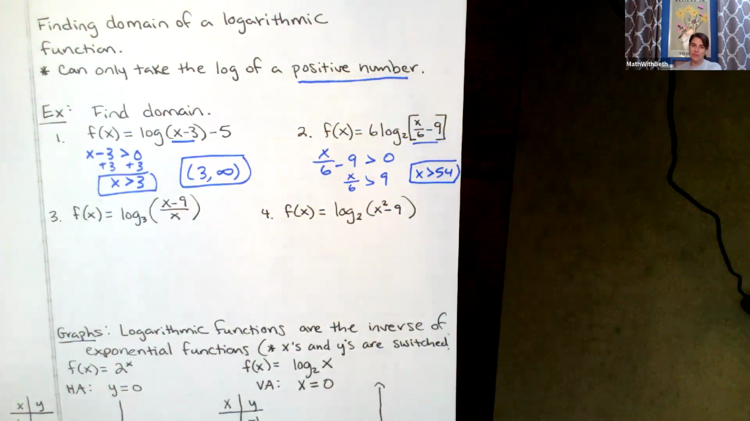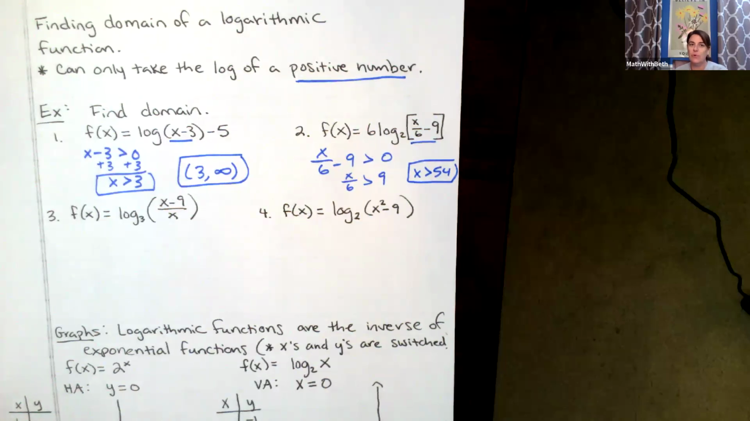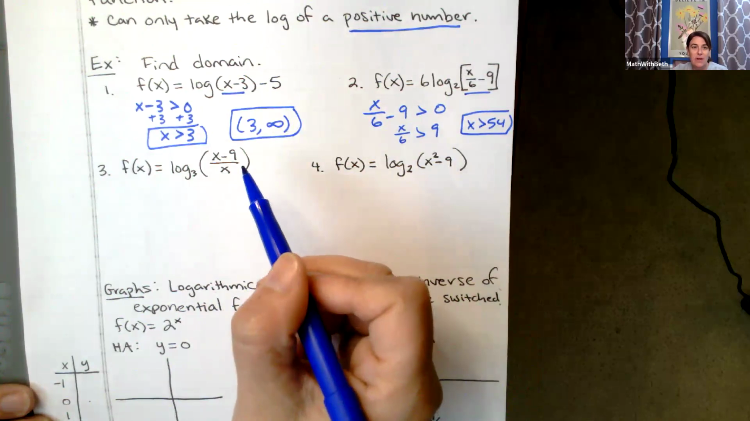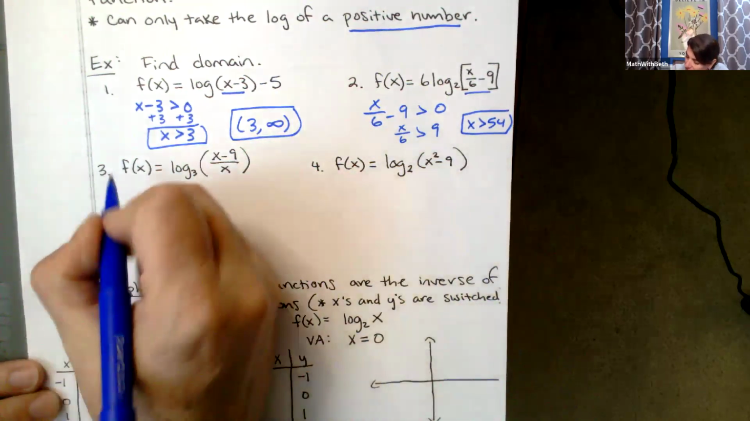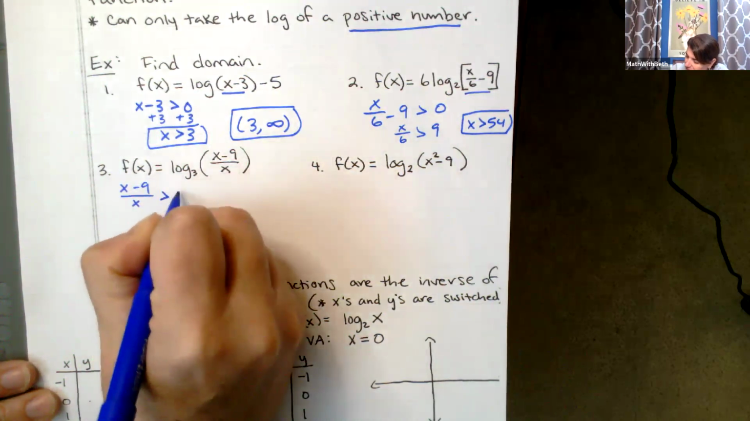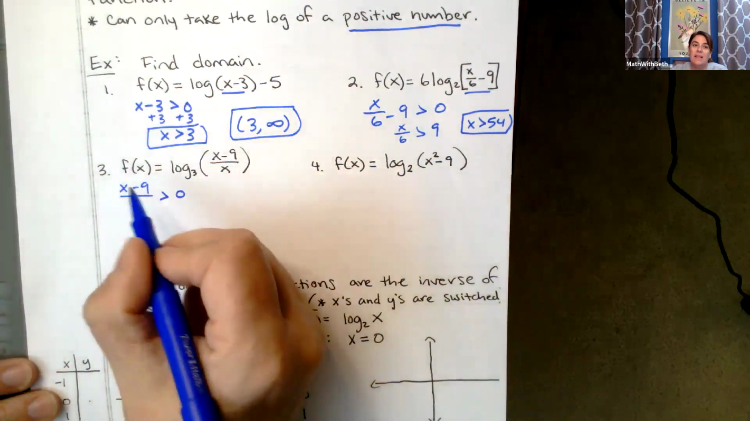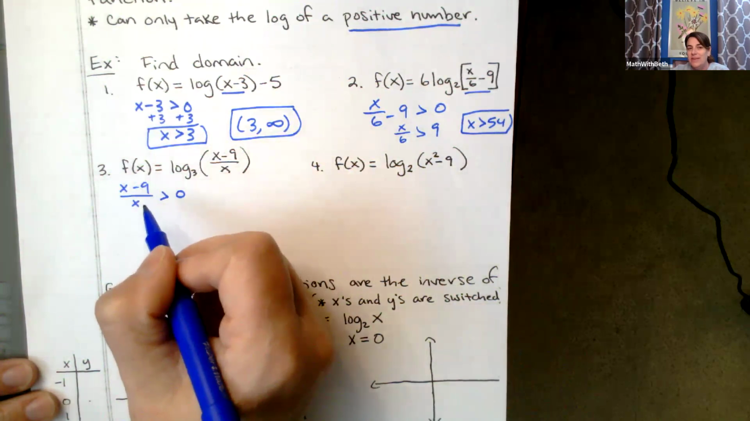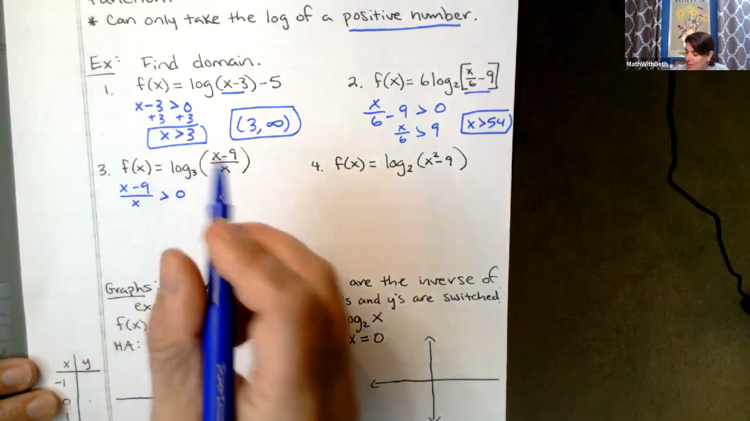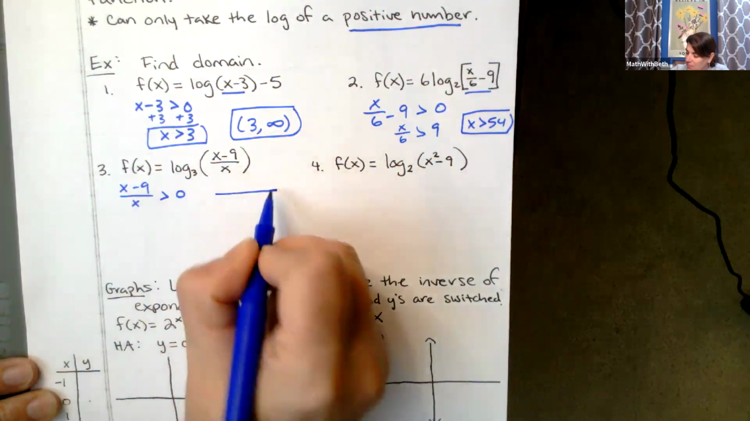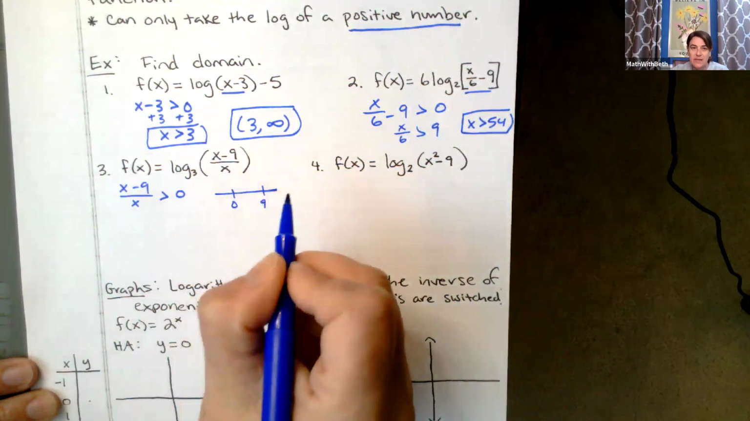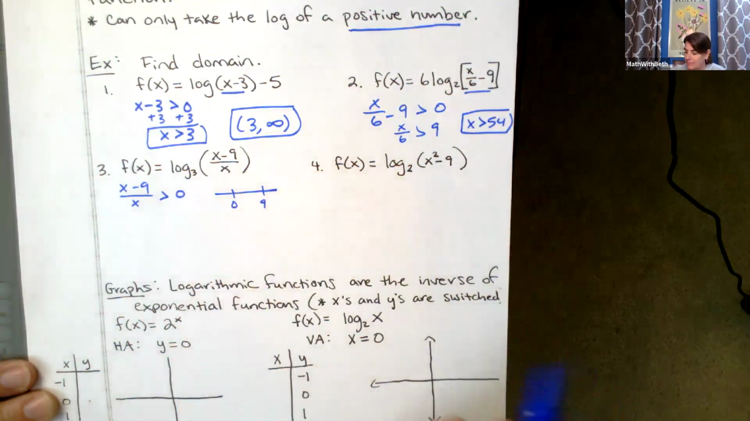Those are 2 pretty simple examples. 3 and 4 are going to be a little more complicated, so we're going to have to remember what we just did in that last unit with inequalities. So when I say that (x minus 9)/x needs to be greater than 0, this is the type of problem where I need to get everything on one side, which it is, set the top and the bottom equal to 0, and put those numbers on a number line, and then test each of my sections.